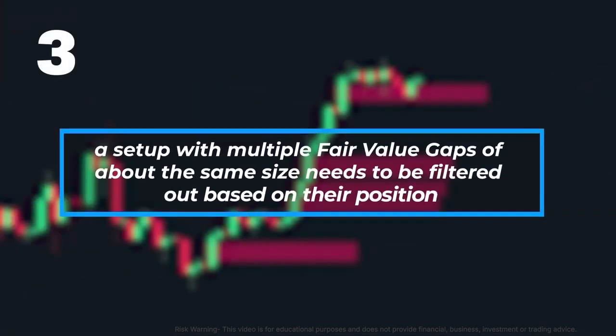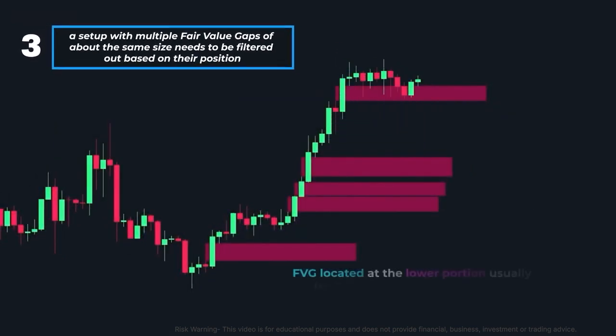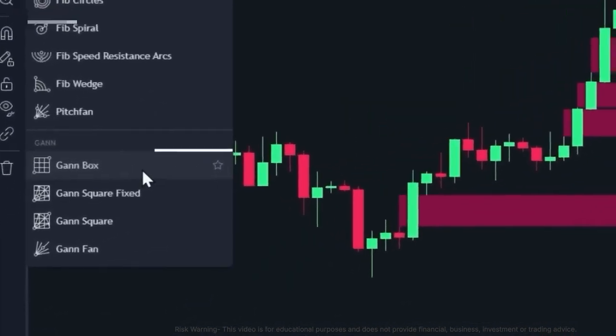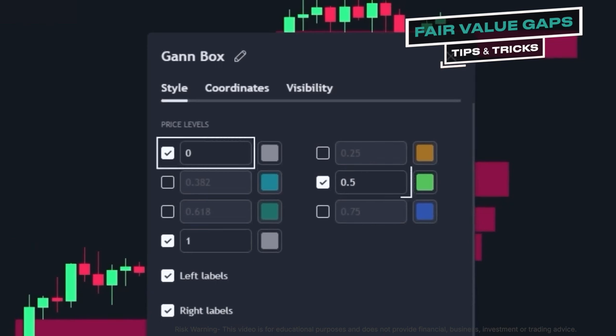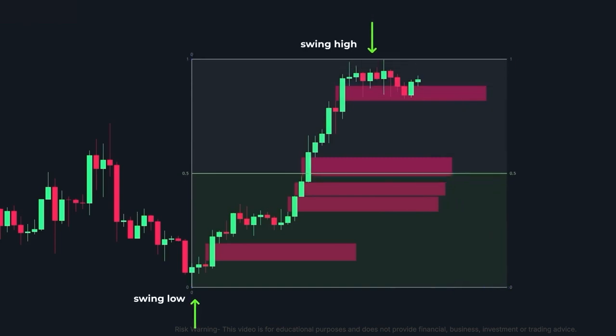If you found a setup with multiple fair value gaps that are about the same size and none stand out particularly, you'll need to filter them out based on their position, and the ones you use will be the fair value gaps located in the lower portion of the move, which usually has a higher chance of success. To do this more precisely, you'll need a tool on a charting platform like TradingView. You can use the GAN box tool. You then go to settings and set the price levels to 0, 0.5 and 1. And to use the tool, you simply drag it from the swing low to the swing high of the movement that contains the multiple fair value gaps.